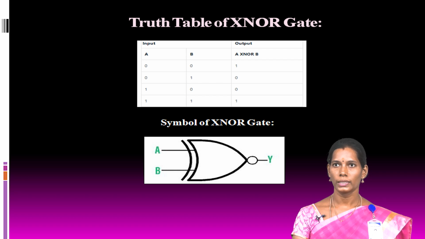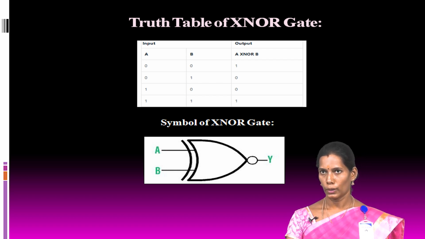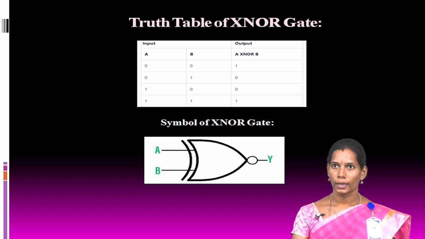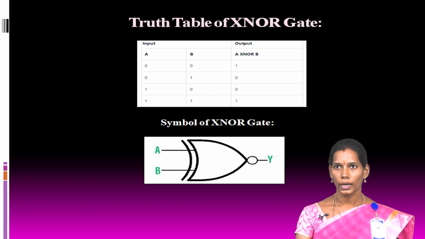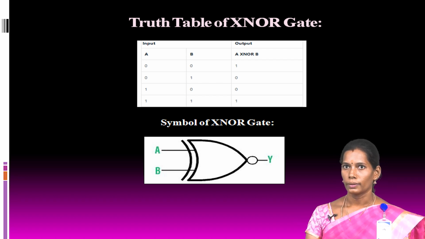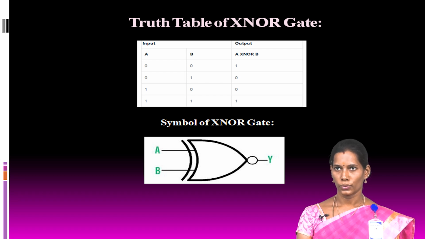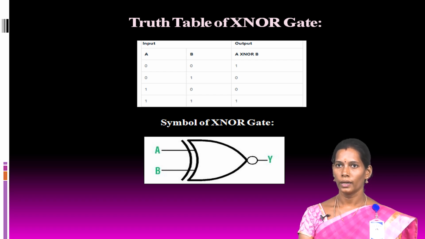Truth table of XNOR gate. The truth table of XNOR gate is given below. This truth table describes the relationship between input and output of the XNOR gate. Two inputs A and B. Input values 0 and 0 produce the output 1. Input values 0 and 1 produce the output 0. Input values 1 and 0 produce the output 0. Input values 1 and 1 produce the output also 1.